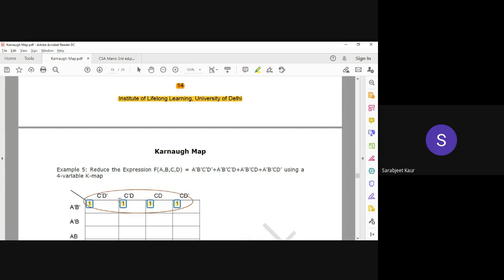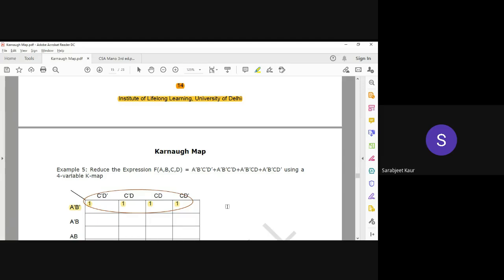You can see when we look at the columns, there is C dash and there is C, both. So both cancel out. Then D dash and D both are present. So D or D dash is equal to 1, so that also cancels out. So what remains is A dash B dash, which remains unchanged for all these four ones. So the corresponding Boolean expression would be A dash B dash. So this is what we are getting if we take it as one quad.